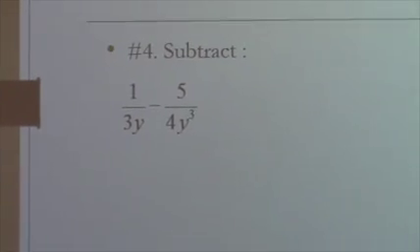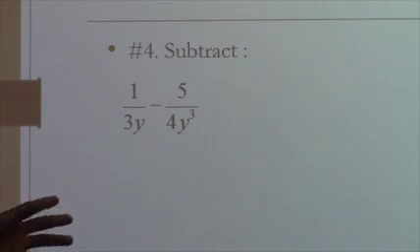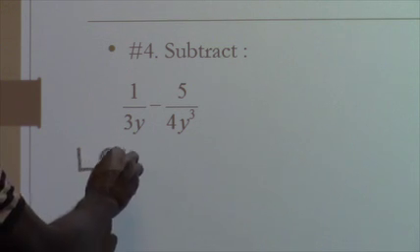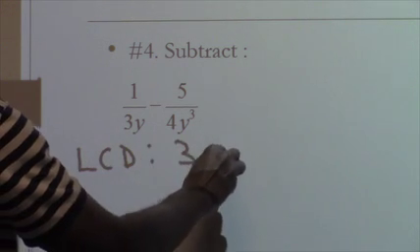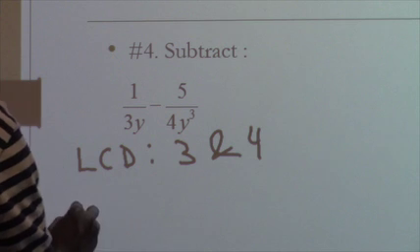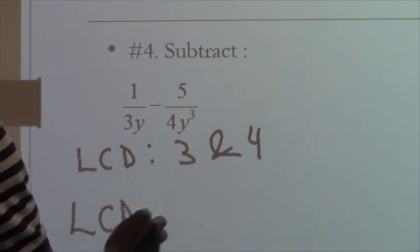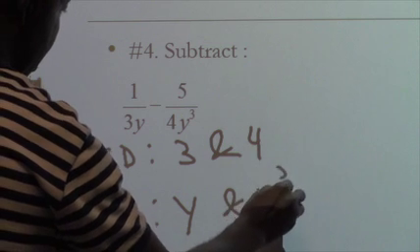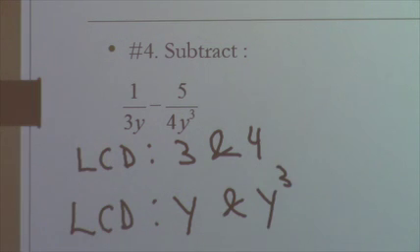Now we have to subtract. Subtraction involves the same thing. We must find the least common denominator. However, here it's a little bit more complicated. So we have to find the least common denominator of 3 and 4. And we must also find the least common denominator of what? y and y cubed. So what is going to be common to both terms?